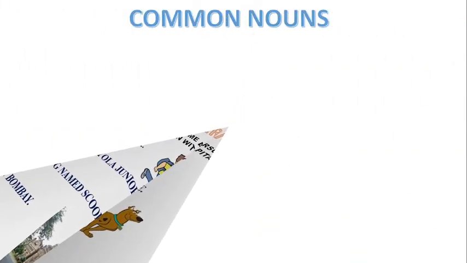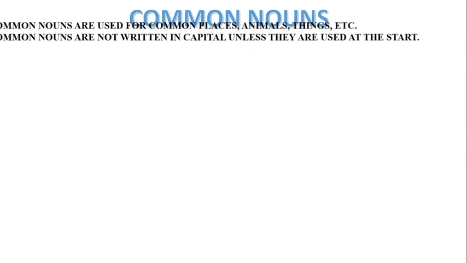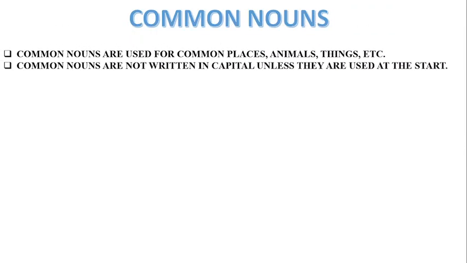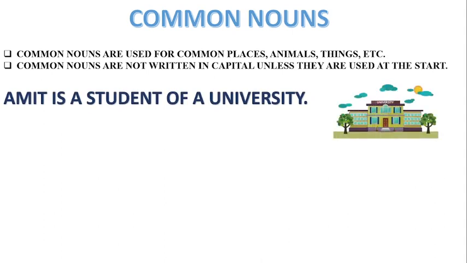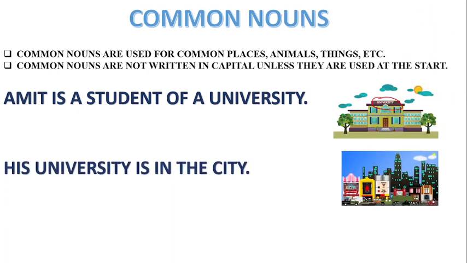Now let's move on to common nouns. Common nouns are nouns which don't have a specific name, but they are available in plenty. Okay, example, Amit is a student of a university. Now this here is a university. There might be many universities in the world, but you don't know which university I am talking about, so it is a common noun. Okay, next, his university is in a city.